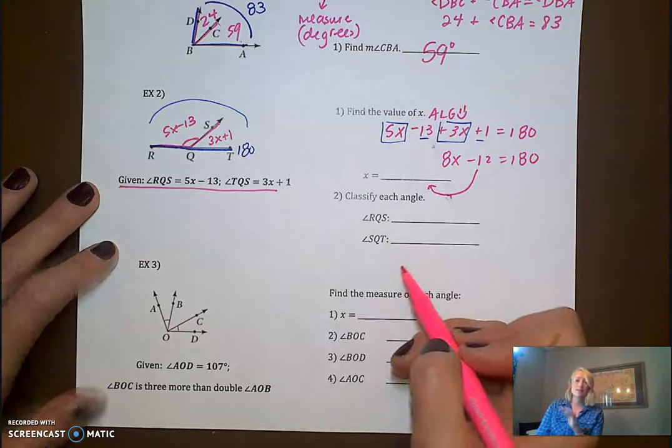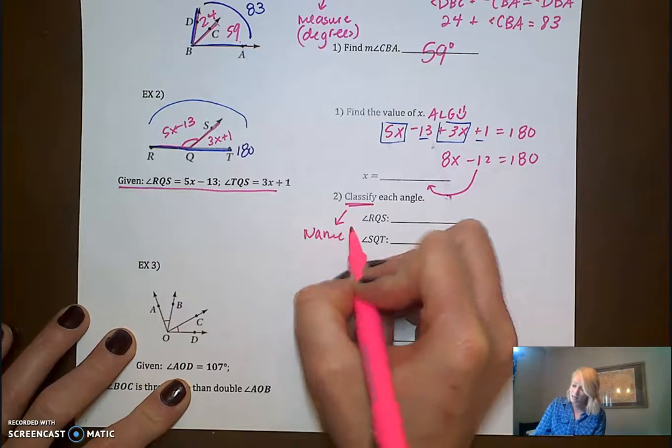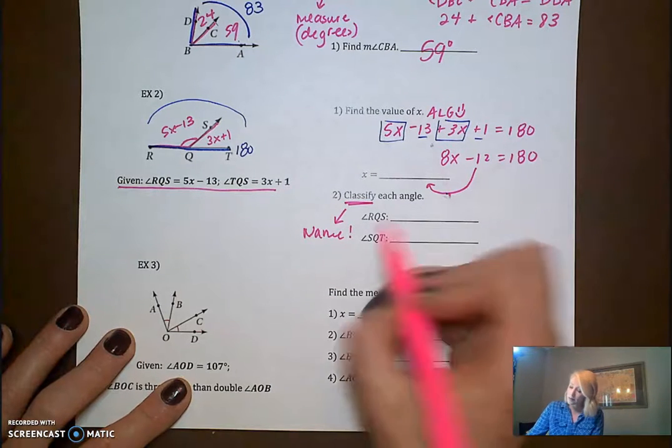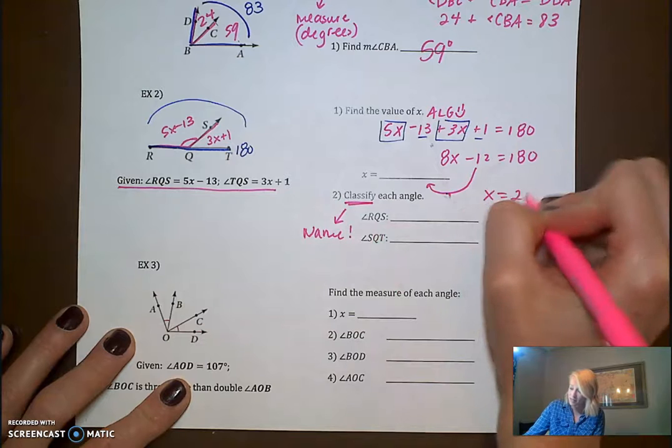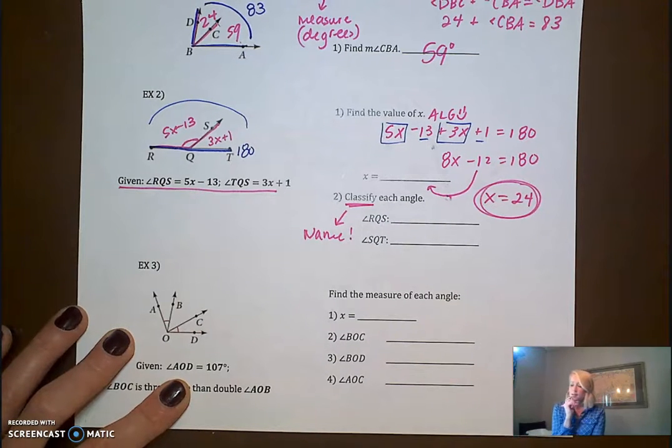Okay, number 2 says classify each angle. Classify just means name it: acute, right, or obtuse. So if you didn't get this, jot it down: x was 24 on that last question. When you go to name, you base it off of the degree, not by how it looks.